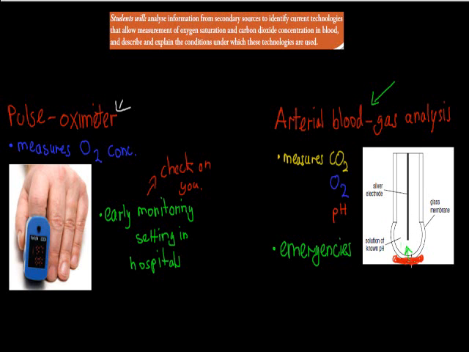Then they'll do this extra test in emergencies to see what your pH and what your CO2 levels are in your blood, to see if there actually is a need for intervention. So pulse oximeter and arterial blood gas analysis. Pulse oximeter is used in early monitoring settings, and arterial blood gas analysis is used in emergencies.